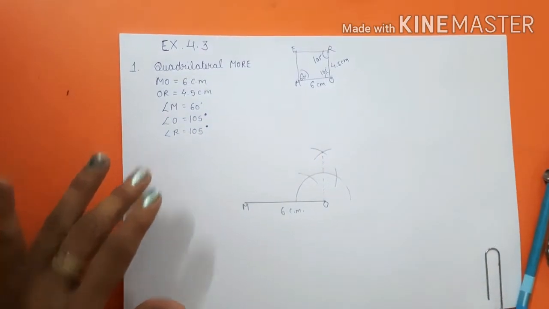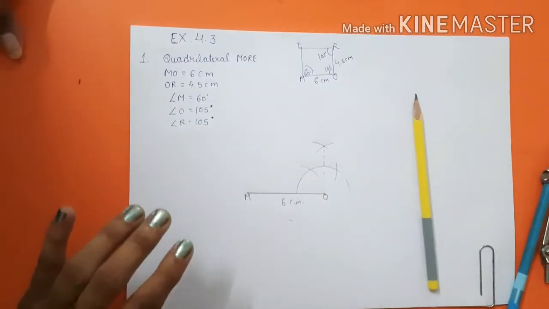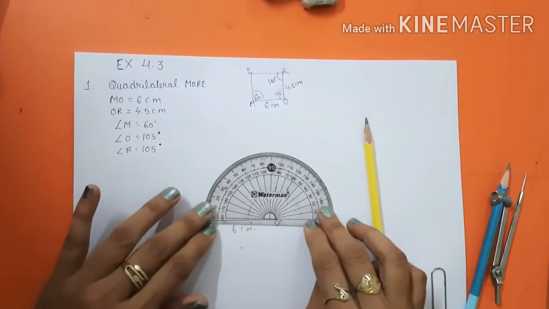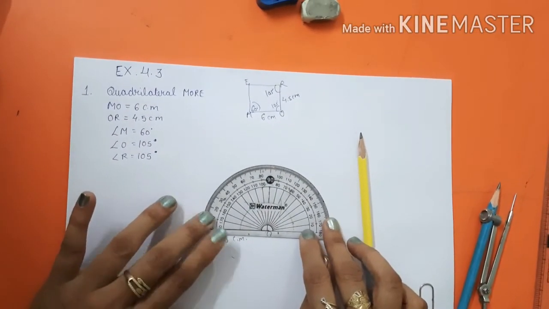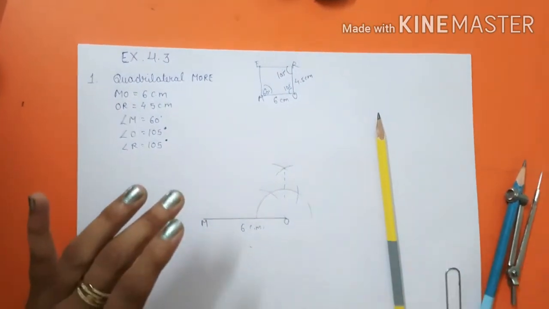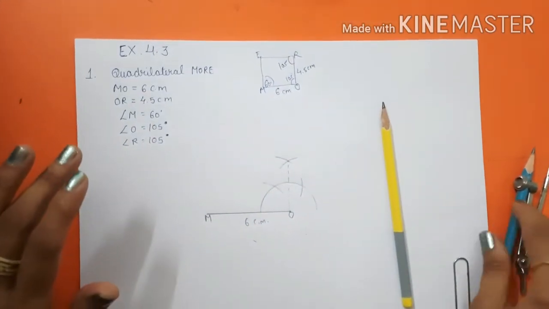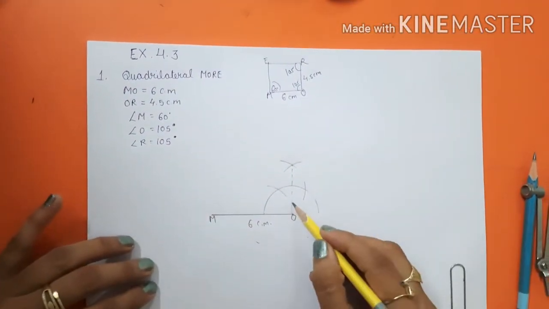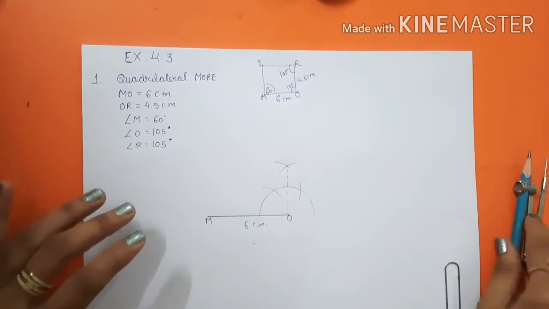With the help of compass, we'll draw the angle. We can check also. This is 90 or not. Yes, this is exact 90. We can measure with the protractor also. We can check. Now this is 90. But what we have to make? We have to make 105.